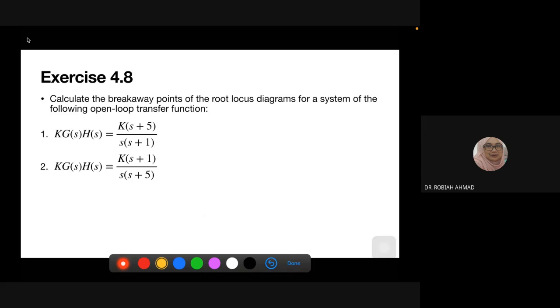Can you do this? Calculate the breakaway points on the root locus diagram for a system of the following open loop transfer function. Ni nak kira breakaway je, tak payah buat root locus. I don't want you to do the root locus. Just calculate the breakaway point. Can you do it now?